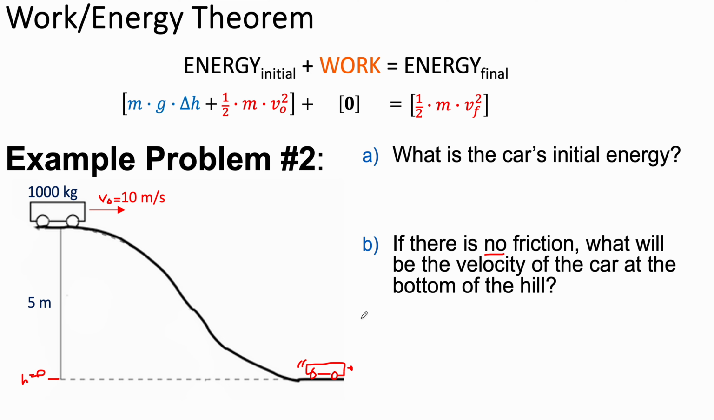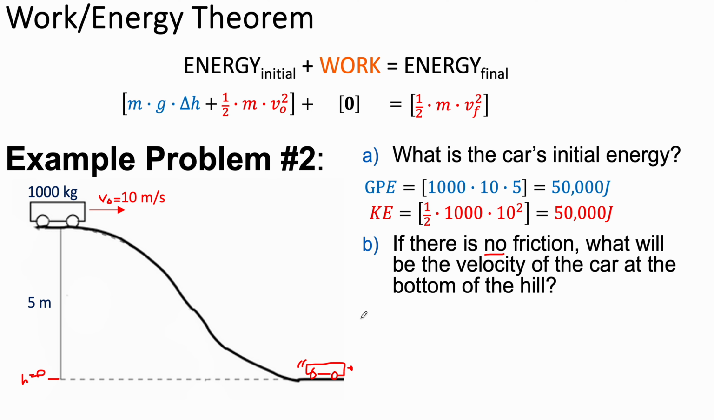So the car's initial energy is a little bit more interesting this time. It still has the same exact gravitational potential energy it had in the previous problem, but now it also has kinetic energy. 1/2 mass times its velocity squared is also 50,000. So what's the total energy when we get started? Well, it's the sum of these two quantities, which is going to be a total of 100,000 joules to get started.